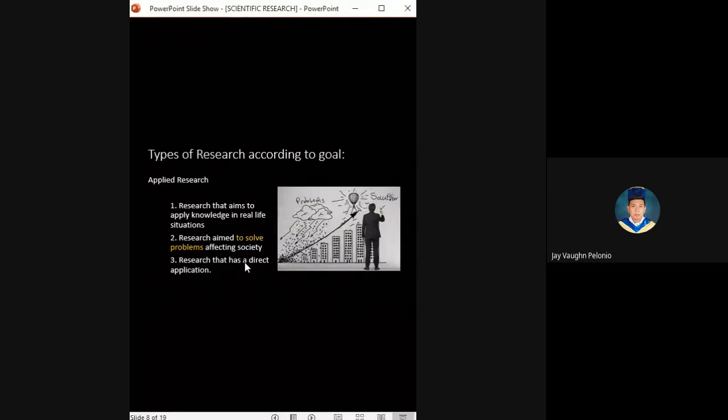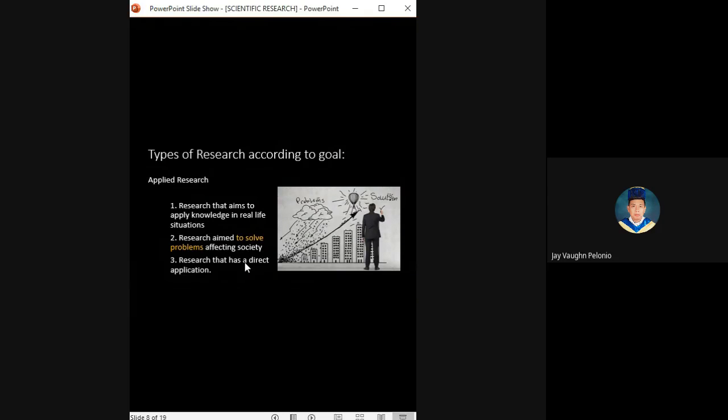Because, I mean, the goal of the researcher, what's the goal of the researcher? What does he want to happen after conducting the research? The researcher wanted to know. That's the clue. The researcher wanted to know.